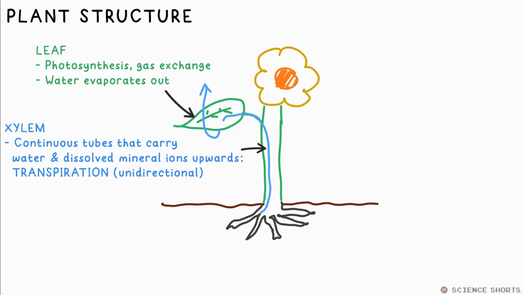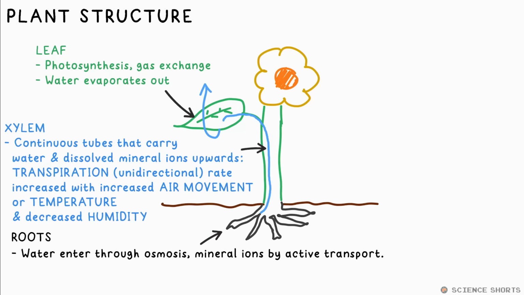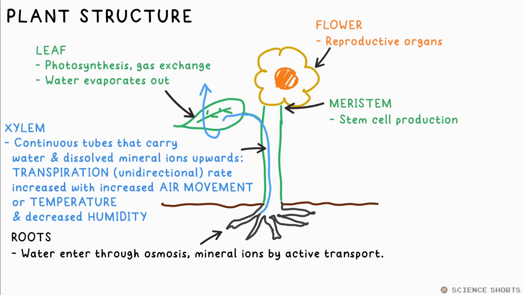The rate of transpiration can be increased by the following: increasing the temperature, decreasing the humidity, and increasing the air movement around the plant. All of these result in water evaporating from the leaves at a faster rate. Roots are where water and mineral ions enter the plant. The meristem are where new cells are made.